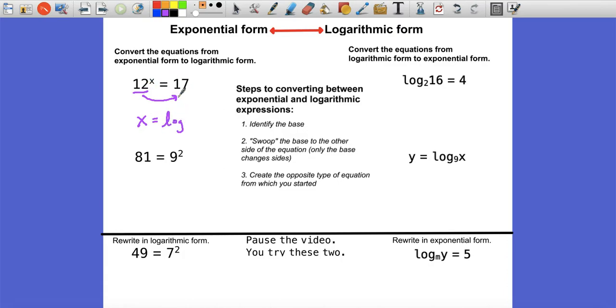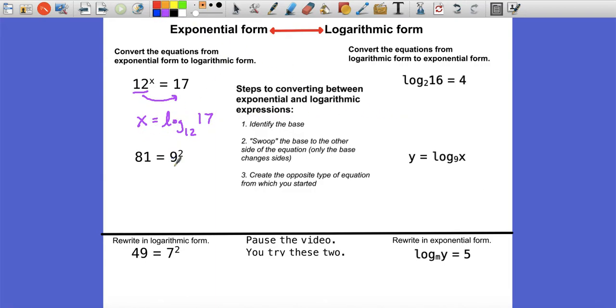How do I know which one to use as my base, the 12 or the 17? Well, since the base was over here was 12, I know my log base has to be 12 as well. The base stays the base when you rewrite. So log base 12 of 17 equals x. And that is our answer for the rewritten version of this equation. This is the exponential. That is the logarithmic.